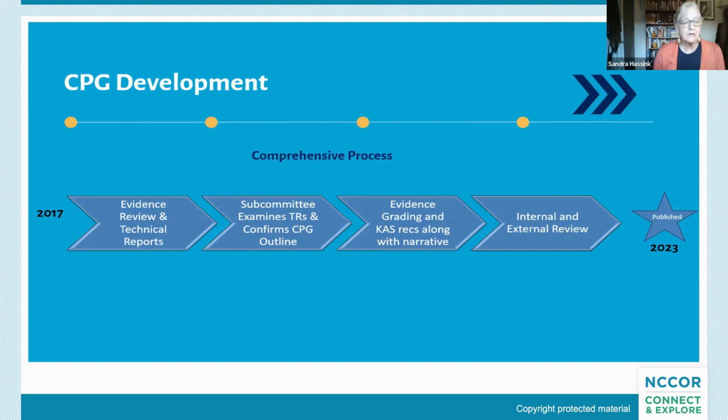We began our literature search in 2017, our evidence review, and 2 technical reports accompany this CPG, one on treatment and one on comorbidities. We wrote the technical reports. They became the background for the Clinical Practice Guideline Writing Committee. The writing commenced, the evidence was reviewed and graded, and then went through an extensive internal to the AAP and external to stakeholders review, and was published in 2023. And you'll see that that's a pretty long timeline here for this process, and it's the highest level of document that the AAP produces. Next slide, please.